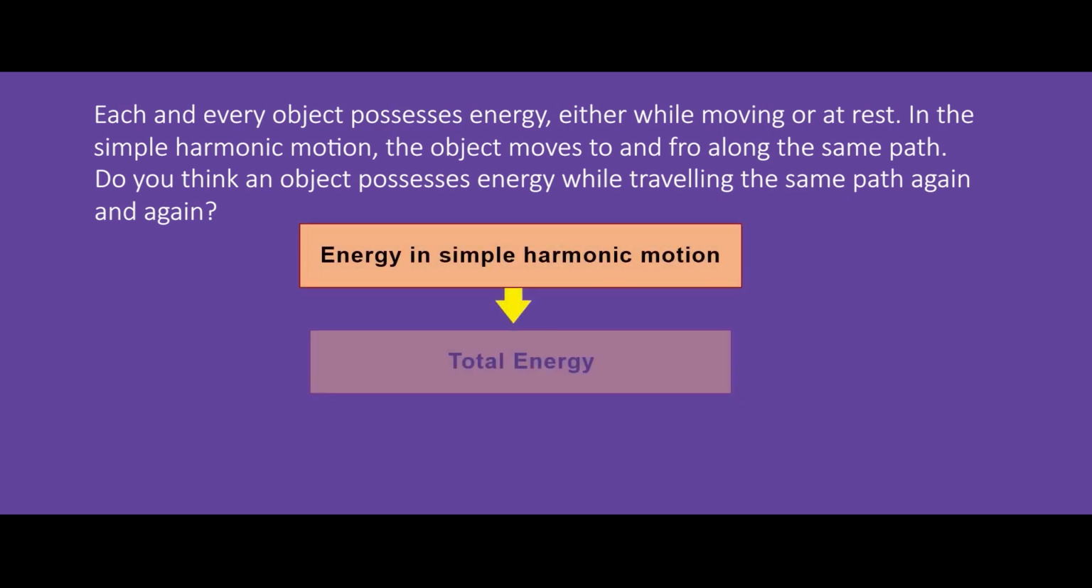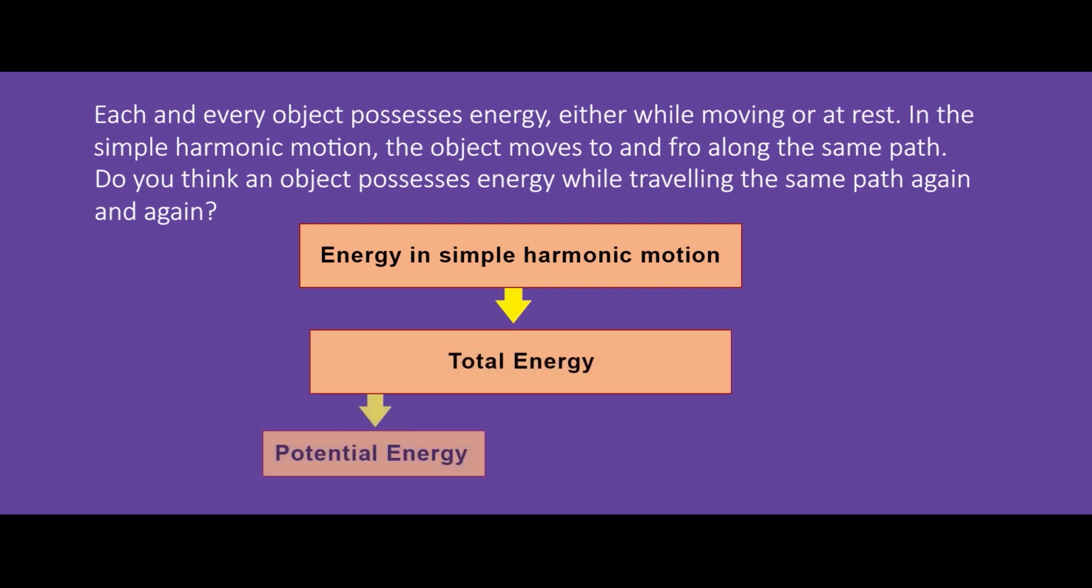And the total energy in the system is stored in the form of potential energy and kinetic energy. In the process of simple harmonic motion, in the back and forth motion, there is interchange of kinetic energy to potential energy. The key thing you have to remember here is that according to the conservation of energy, energy remains constant, but it can only change from one form to another.